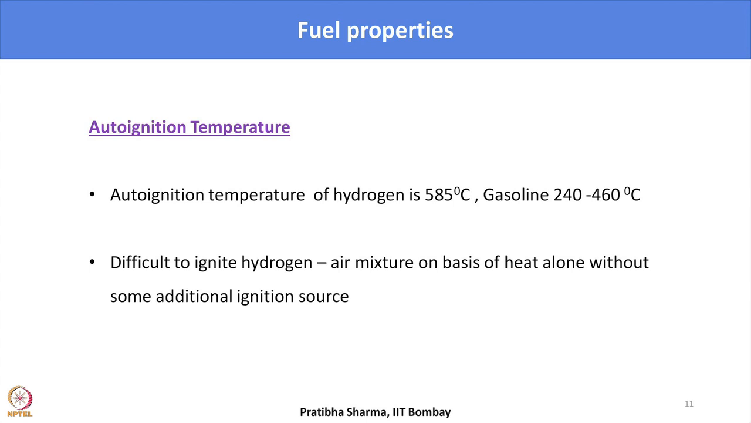Now, this higher auto ignition temperature makes it difficult to ignite a hydrogen-air mixture. It is difficult to ignite on the basis of heat alone. That means you require an additional ignition source to initiate combustion. This is an advantage in the sense that in engines where a higher compression ratio is required to have better efficiency, we can achieve a higher compression ratio using hydrogen.